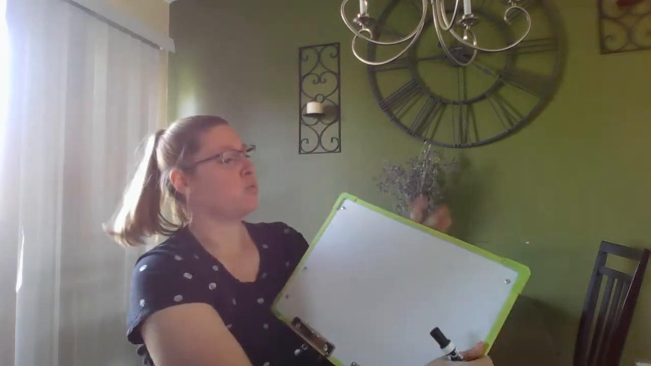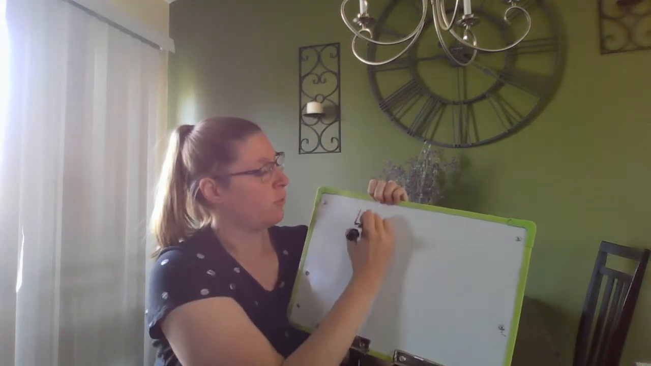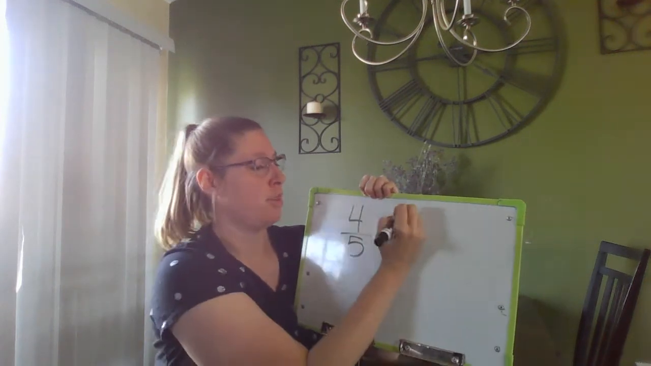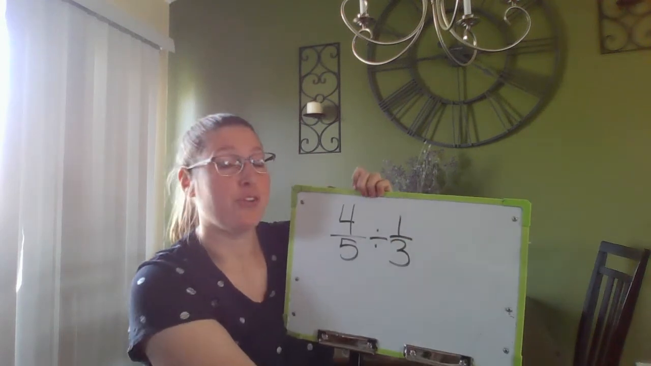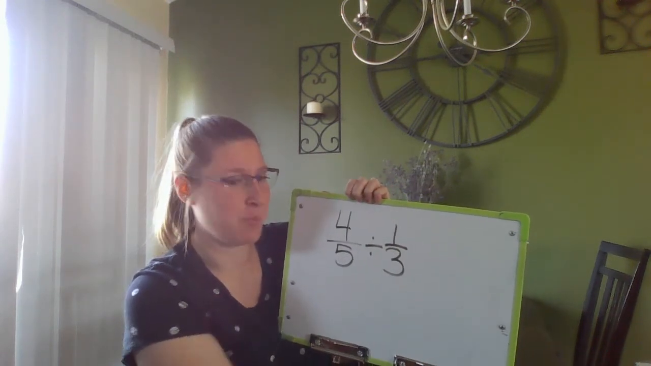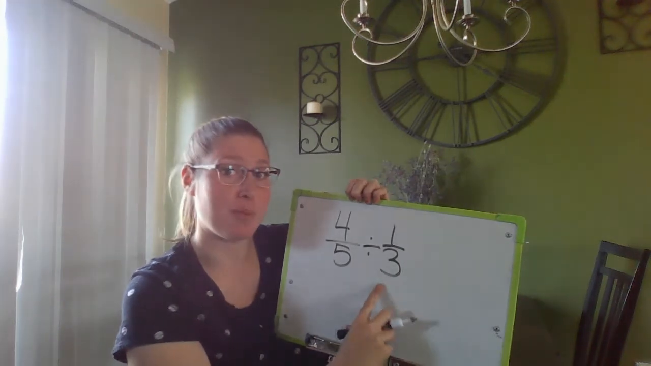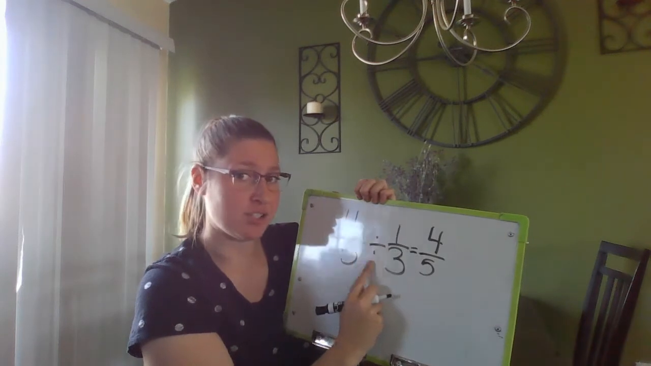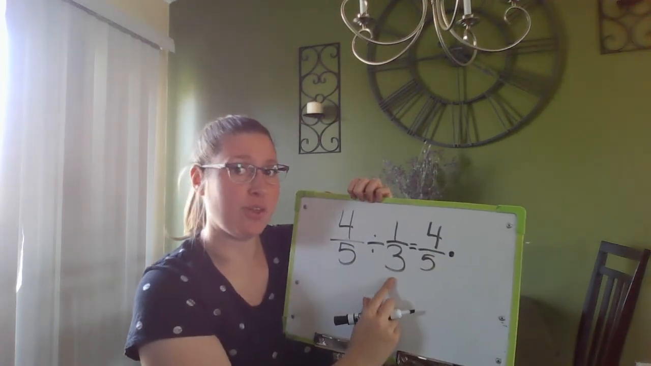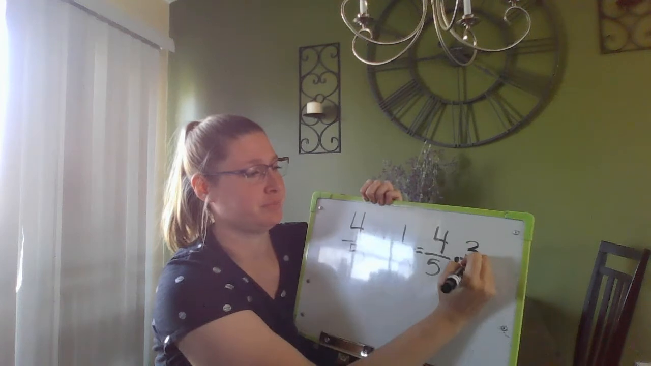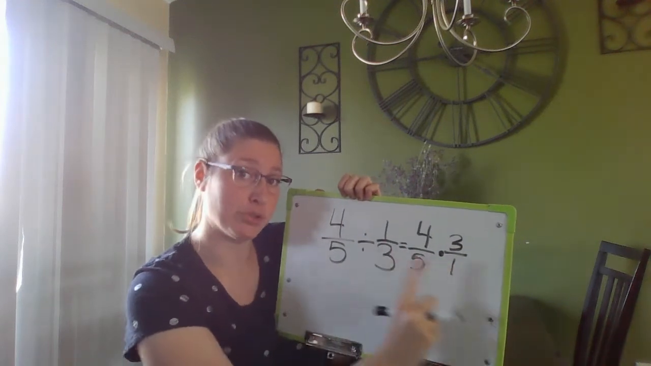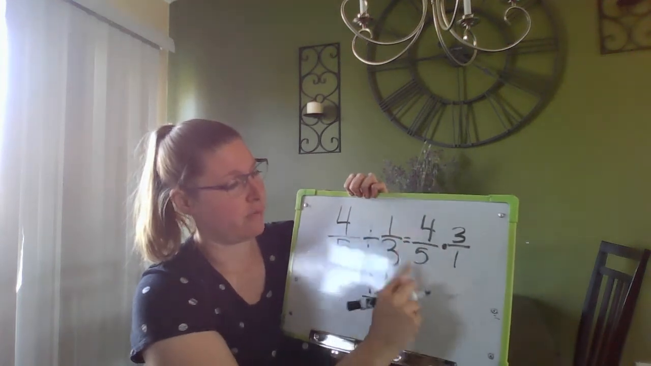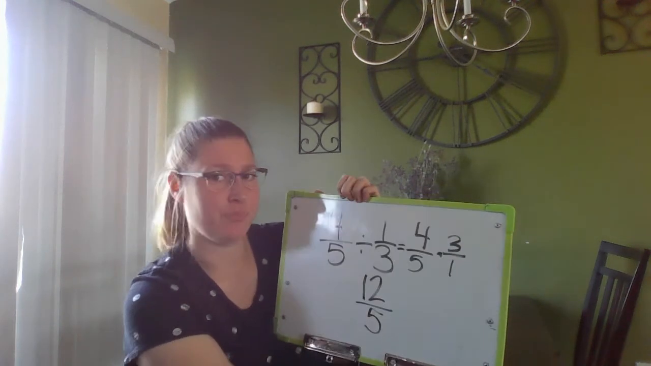Let's say we have 4/5 divided by 1/3. So to divide by a fraction, here's a tip: keep, change, flip. Keep your first, 4/5, change to multiplication, flip your second. Now, multiply straight across. 4 times 3 is 12. 5 times 1 is 5.